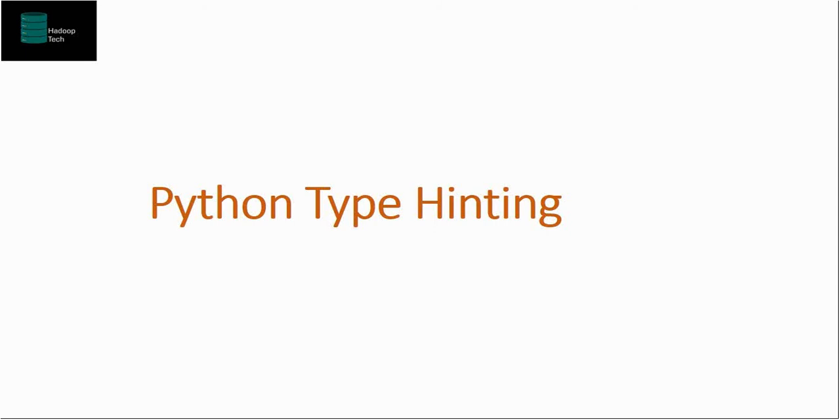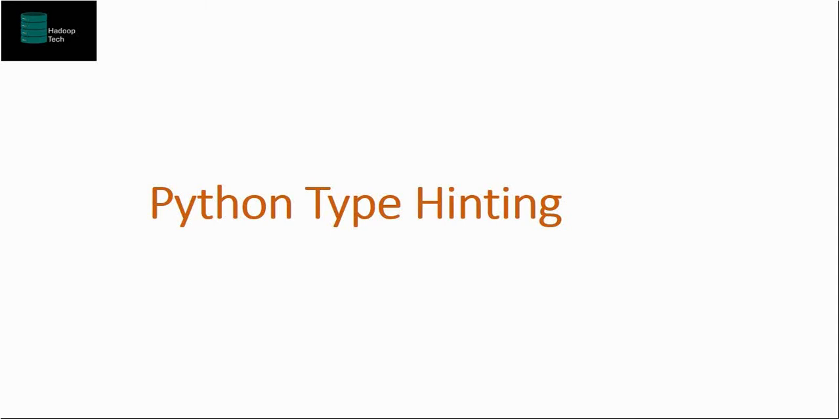Python is a dynamically typed language, which means we do not need to pass the data type whenever we are creating a variable, calling a function, or doing any type of processing in Python. In today's video, I am going to discuss a topic which is totally opposite to the dynamic behavior of Python, which is known as type hinting or static typing in Python.